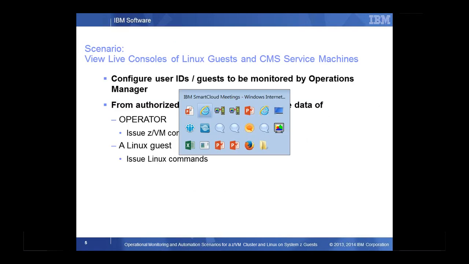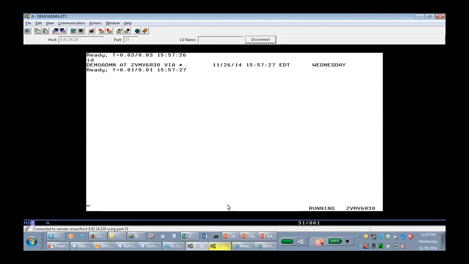So the first thing you'll see is I'm logged on to a user ID at the top of the screen here called Demo Admin at ZVM V6R30. I have another VM session up, and I'm logged on to a different user ID. I'm logged on to Mate630, but on that same VM system. So I'll go back to Demo Admin. That's where most of my demo will take place, and I'll start showing you some things that we can do.